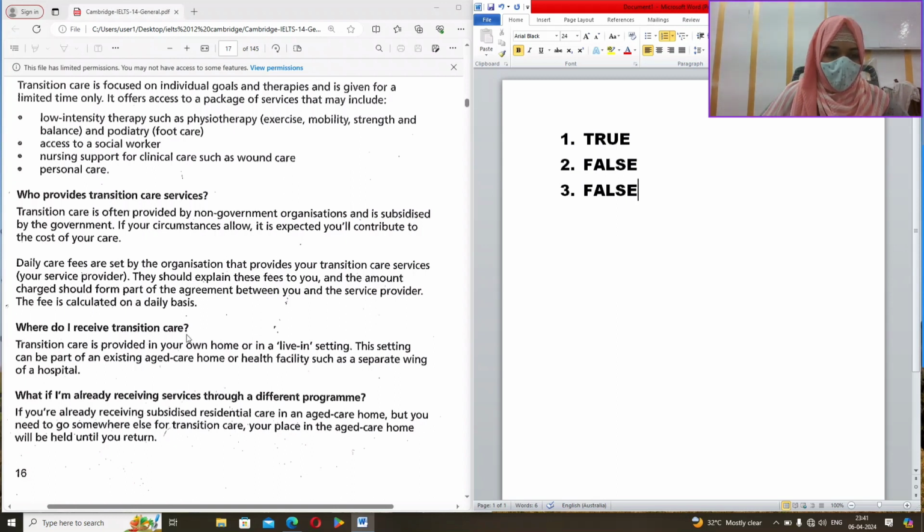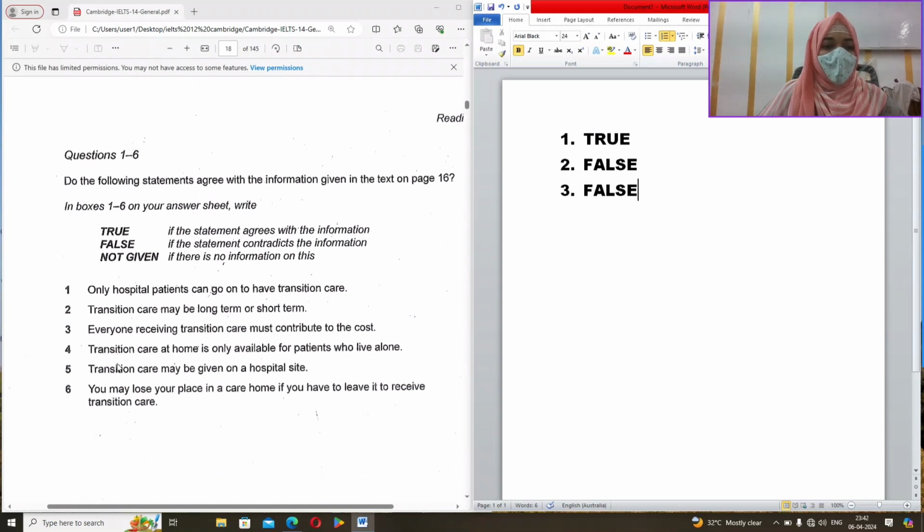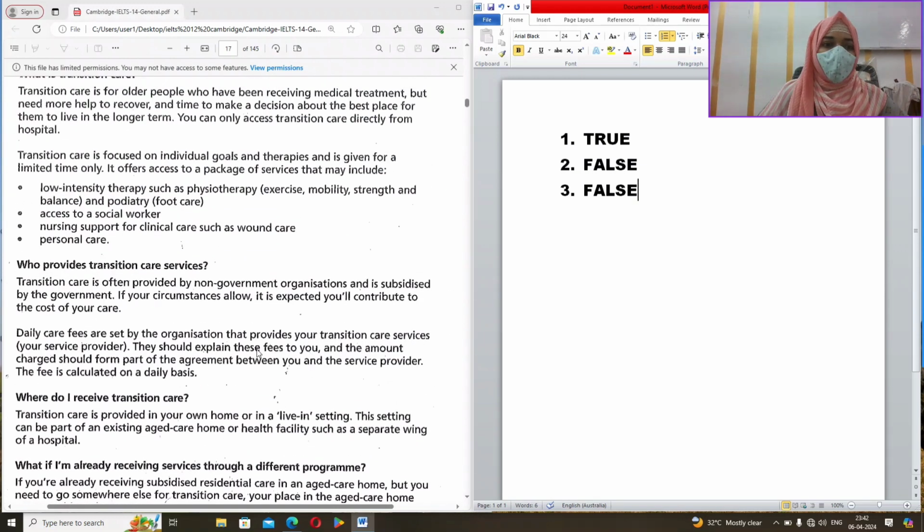Where do I receive transition care? Transition care is provided in your own home or in a live-in setting. This setting can be a part of an existing aged care home or health facility such as a separate wing of a hospital. See, what was the question? Have a glance on the question once again. Transition care at home is only available for patients who live alone. Nothing is written like someone living alone. How is it there that transition care is provided in your own home.